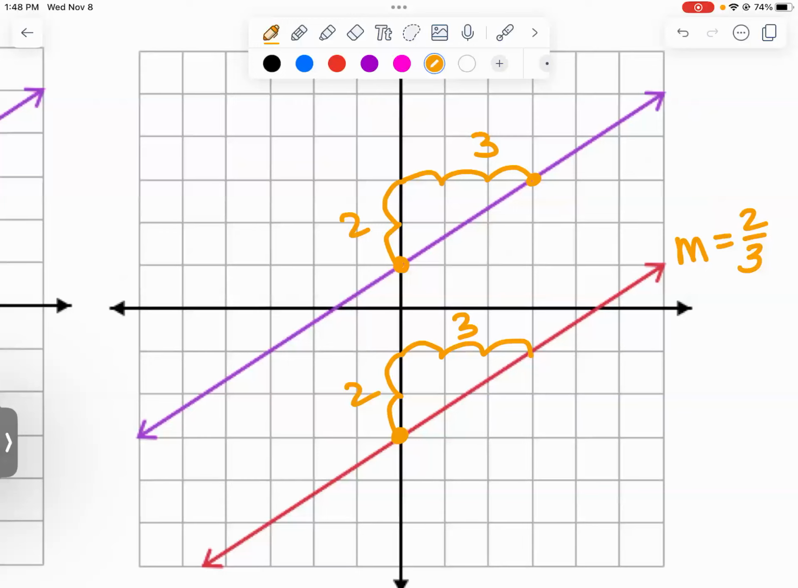Does that sound reasonable? Yeah. Okay, yep. They're never gonna meet, and so they're always gonna be the same distance away from each other. Okay, good. Does it matter if their slopes are positive or negative or 0 or undefined? Nope, as long as their slopes are the same, they're gonna be parallel.